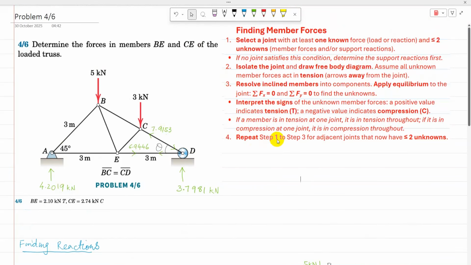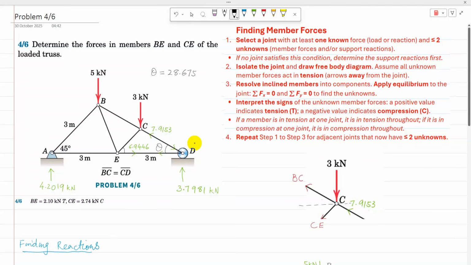Now repeat step 1 to step 3 for an adjacent joint that now has less than or equal to 2 unknowns. Joint C has 3 member forces, 1 known, 2 unknown, so I can go to joint C. Otherwise, I can check joint E, but at joint E there are 4 member forces, and of those 4 member forces, 3 are unknown, so then I'll go for joint C. I'm going to isolate that joint C to solve. So joint C is now isolated. The free body diagram has been drawn.